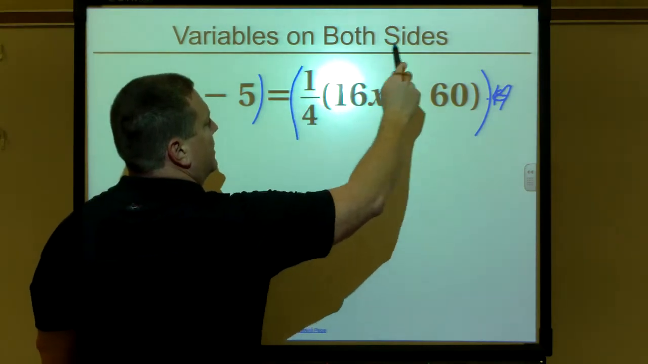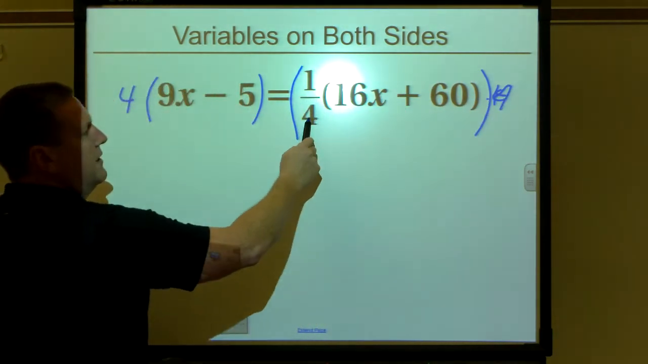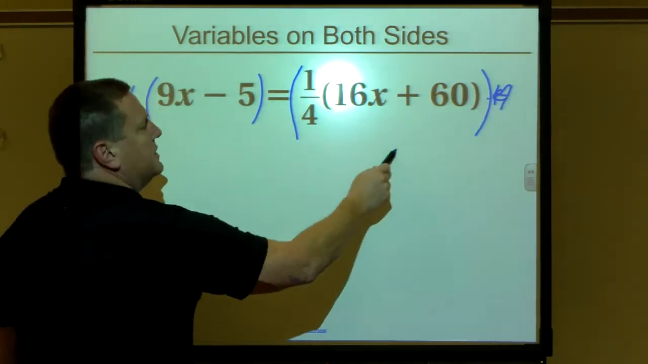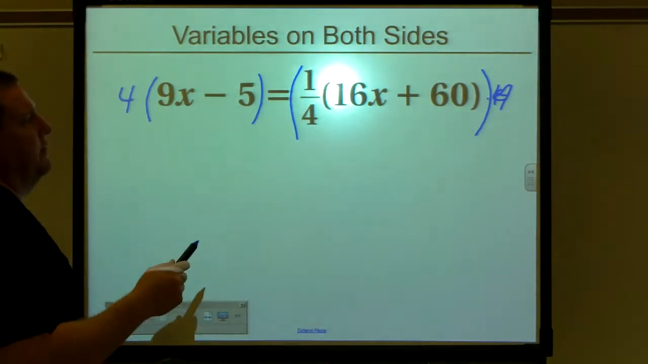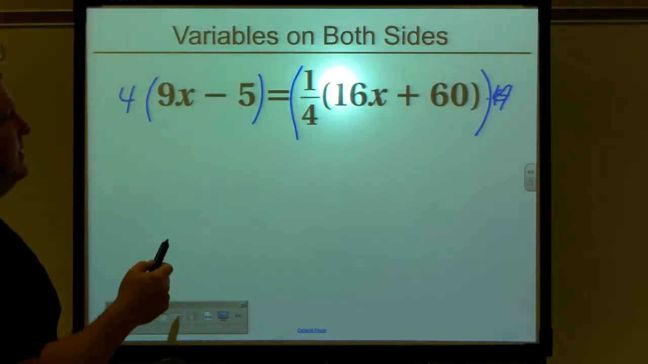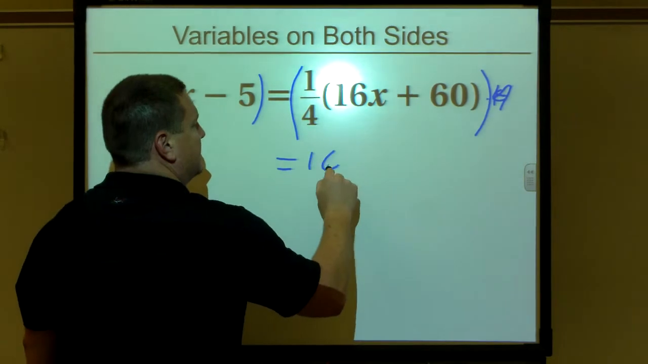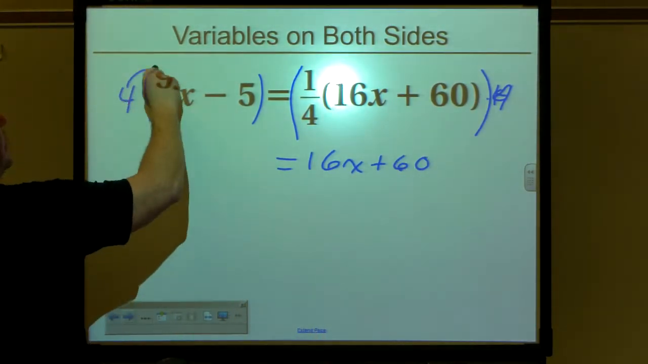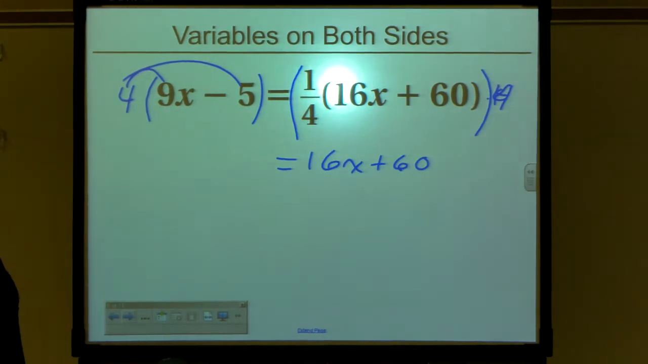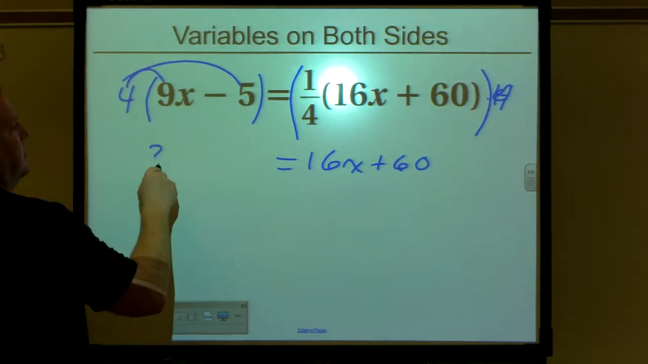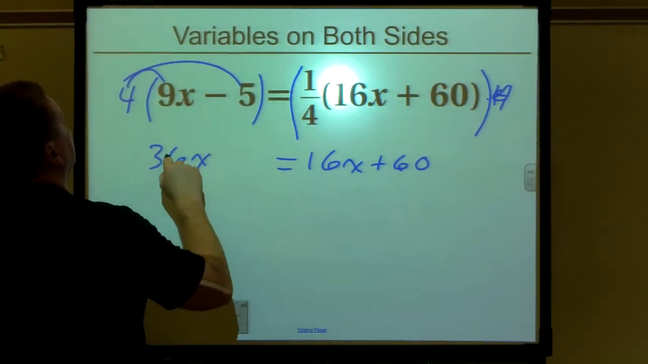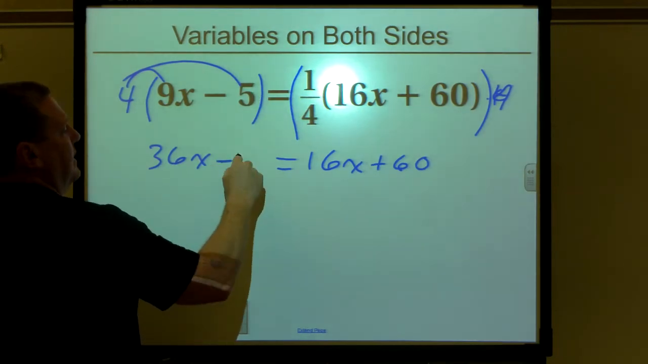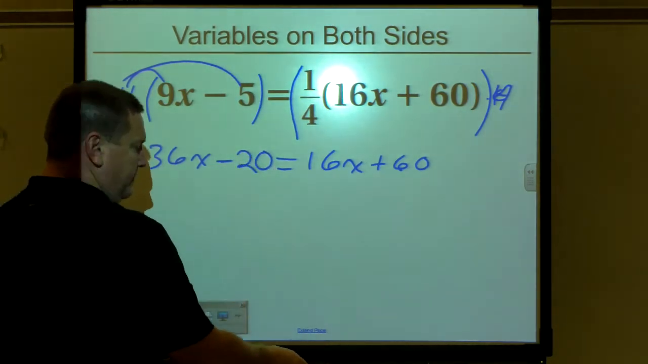Well, 1/4 times 4 will end up giving you 1. And 1 times anything, that's the multiplication property of identity, will just leave us with 16x plus 60. Now over here, I still have to go ahead and distribute my 4. So 4 times 9 gives you 36x. 4 times -5 leaves you with -20.